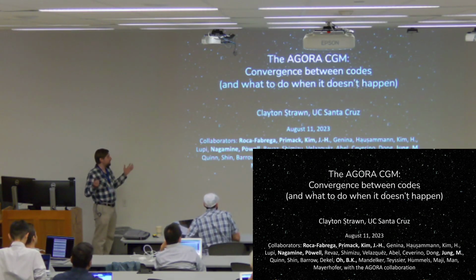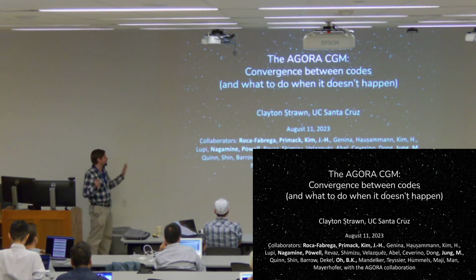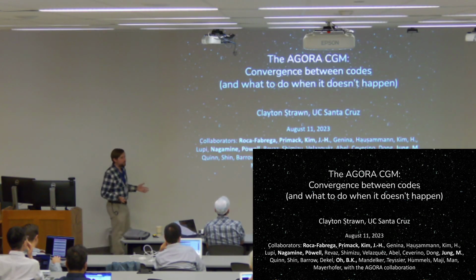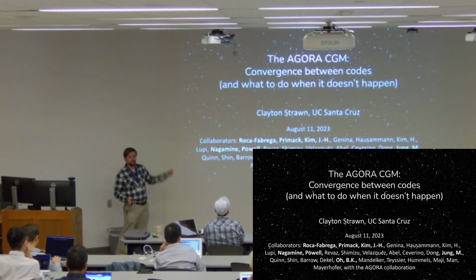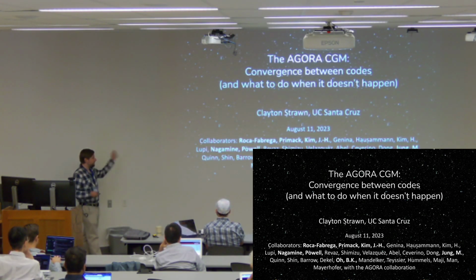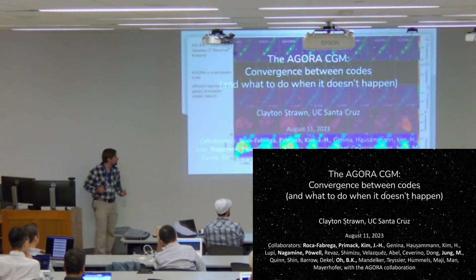I'm very lucky that I have a talk right after him, so he got to summarize how the whole project works, and I don't have to explain any of that. Some of it will still come up, but my talk is about the AGORA CGM and about convergence between codes and about what happens when there's not convergence between codes. There are a lot of collaborators here, many of them in the room, so talk to any of us if you want to know more about this project.